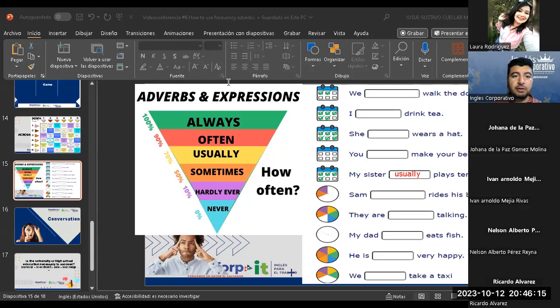I need you to look for this. Necesito que vean todas estas, que contemos de abajo hacia arriba. And then we're going to complete these sentences using these adverbs and expressions. Okay, I'm going to give you some time. Le doy un par de segundos para que vean. Y luego comenzamos. Me levanta la mano. ¿Quién quiere pues iniciar? Okay, my friends.